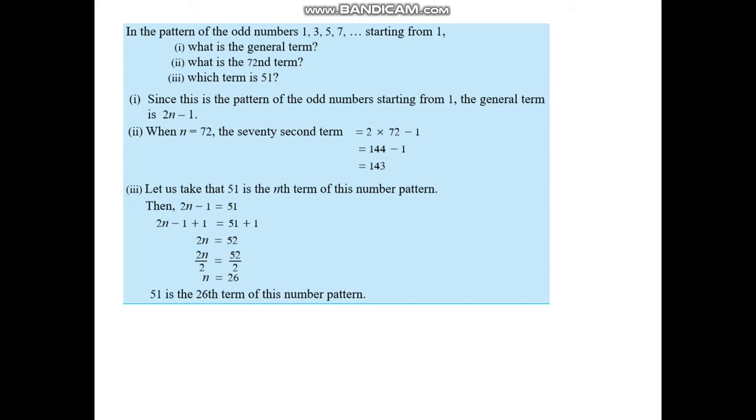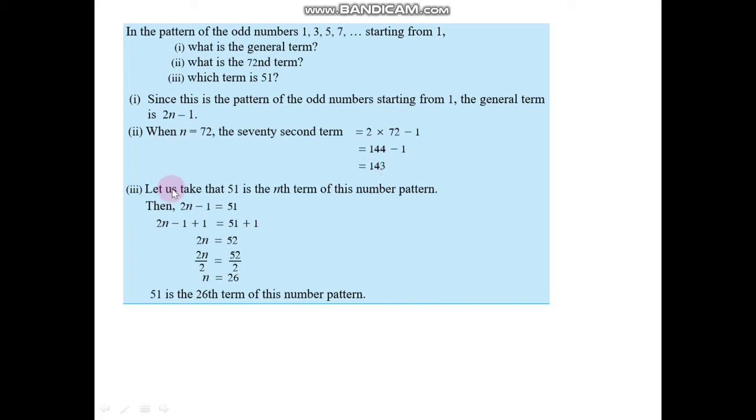Now, let's see this example. In the pattern of odd numbers 1, 3, 5, 7, etc. starting from 1, what is the general term? We found the general term previously, that is 2n minus 1. What is the 72nd term? For the 72nd term, we have to substitute 72 for n. When n equals 72, the 72nd term is 143. Complete this calculation and you can get it on your own.